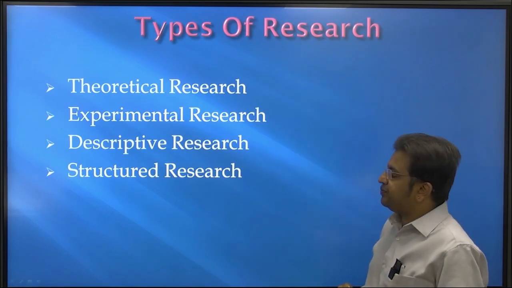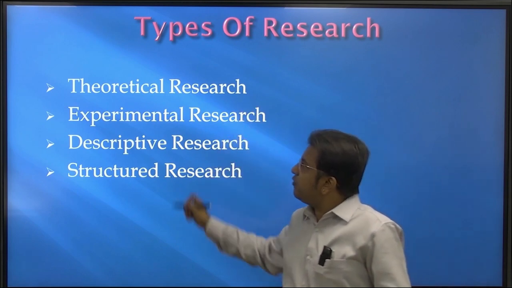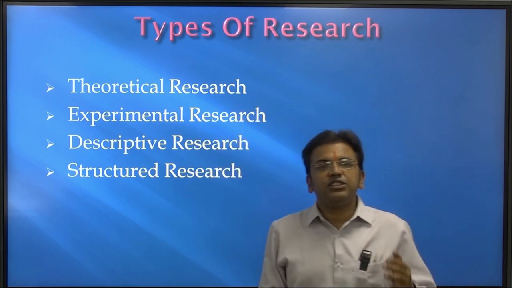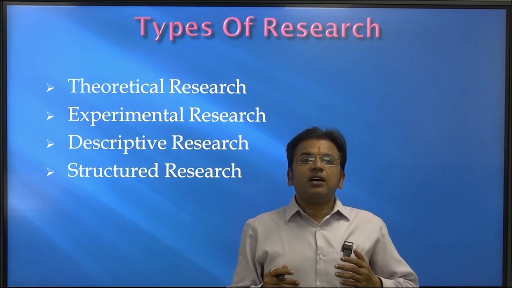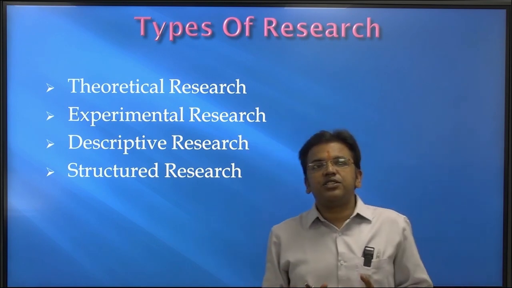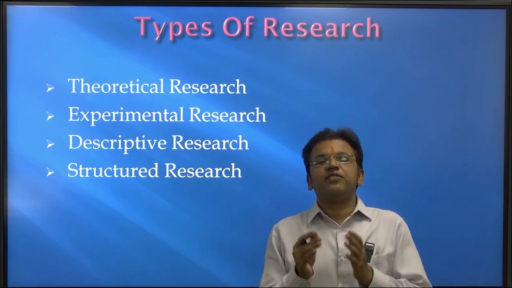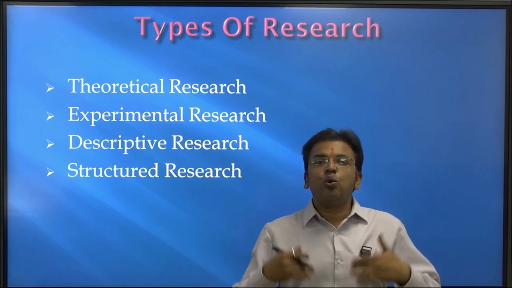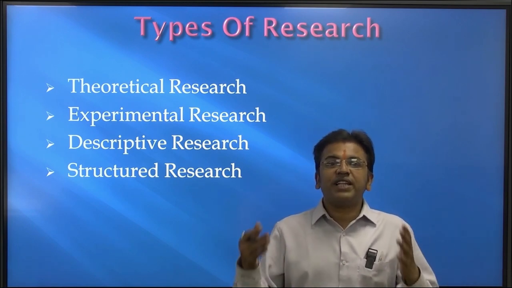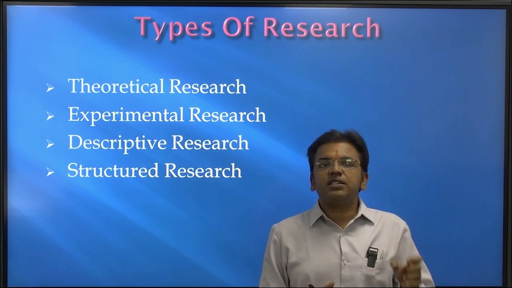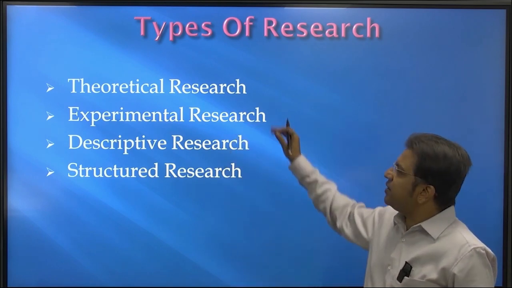Then types of research. There are many types of research, but broadly there are four types which are found in social or managerial studies. The first is theoretical research. When a researcher adopts this method, he goes through the different theories, collects all the knowledge from them, and interprets it in his own words, so that he can create a new framework or new models about that specific theory. Whenever a researcher does work on a theoretical matter, it is known as theoretical research.